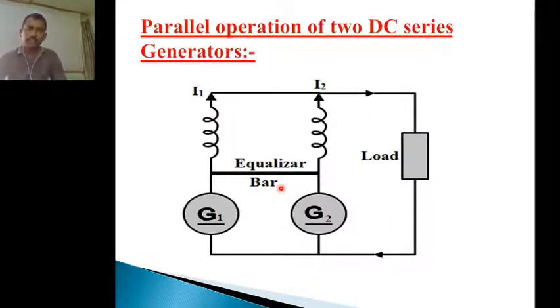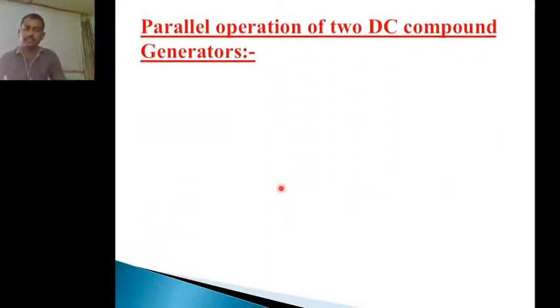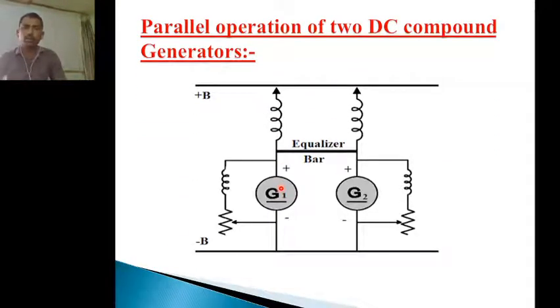Now, the connection of DC compound generators. In DC compound generators, we have two types of windings. What are those two types of windings? Series winding and shunt winding. So here also we have the series winding for the generator, and that's why here also we can face one problem. To eliminate that problem, we go for equalizing bar connections.